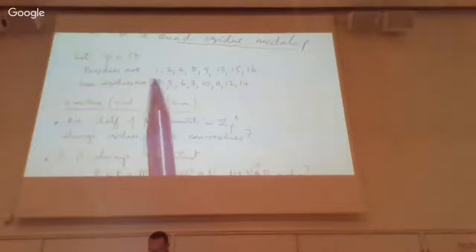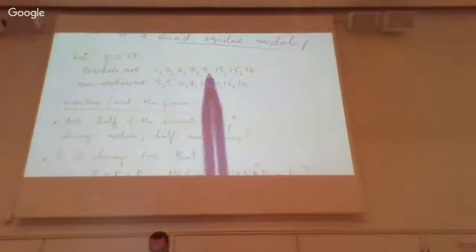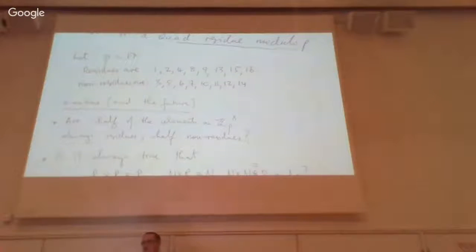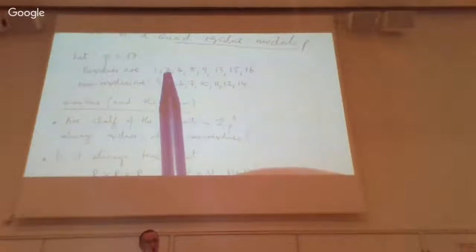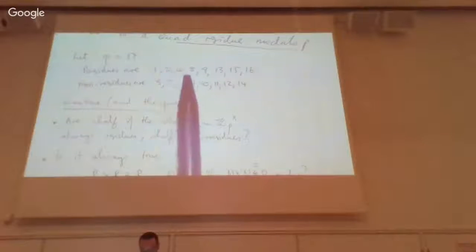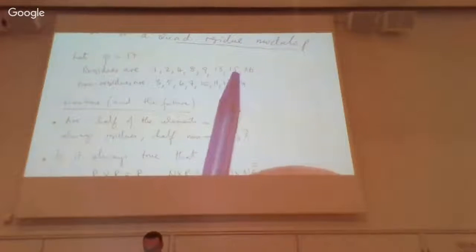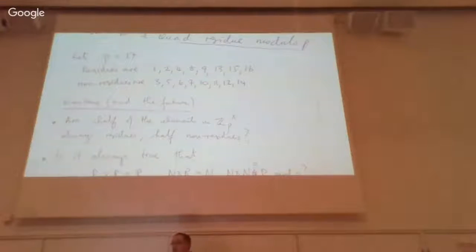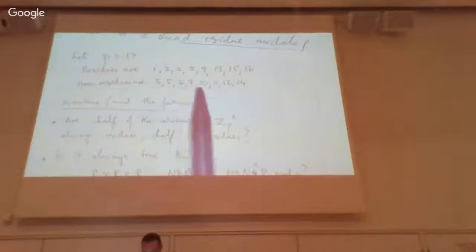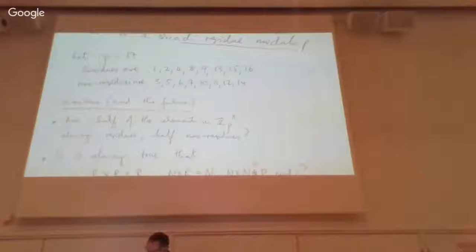Of course, it's obvious that 1, 4, 9, and 16 are quadratic residues, because they are square integers in the usual sense. What's less obvious, what was there to discover, was that 2, 8, 13, and 15 were quadratic residues. They are the square of something under multiplication modulo 17. And the fact that all these other numbers, 3, 5, 6, 7, 10, 11, 12, 14, aren't, that was there to discover as well.